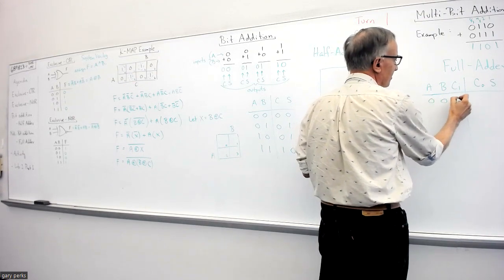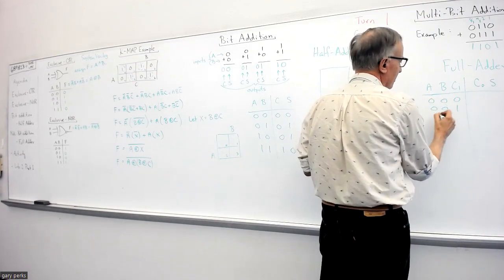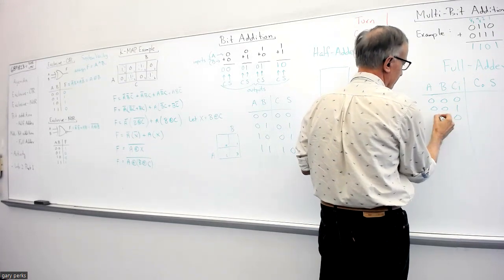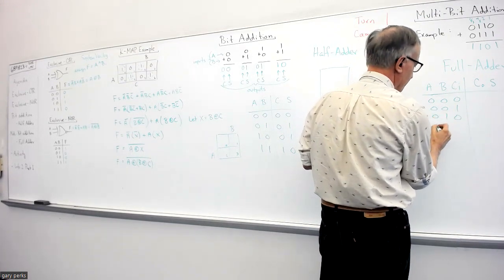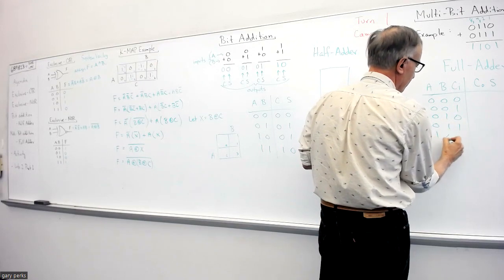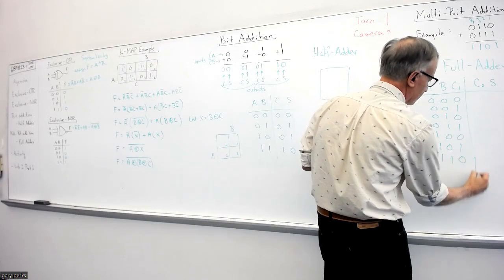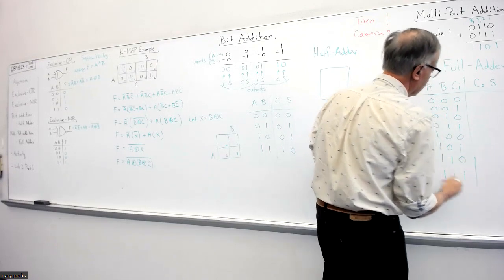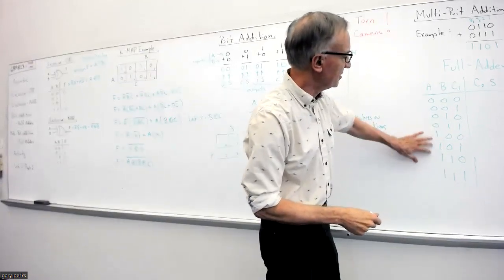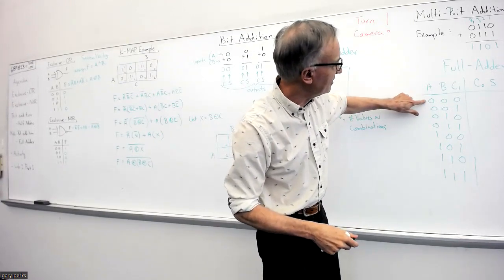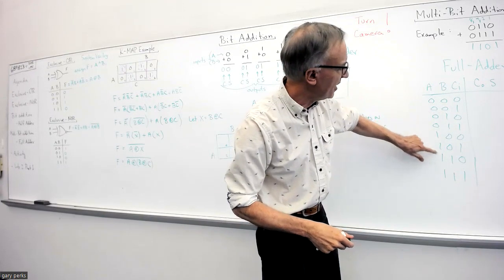I could have all zeros, 0, 0, 1, 0, 1, 0, 0, 1, 1, 1, 0, 0, 1, 0, 1, 1, 1, 0, 1, 1, 1. That's 8 rows. And you see when I list them, I'm putting them in binary order, right? 0, 1, 2, 3, 4, 5, 6, 7.